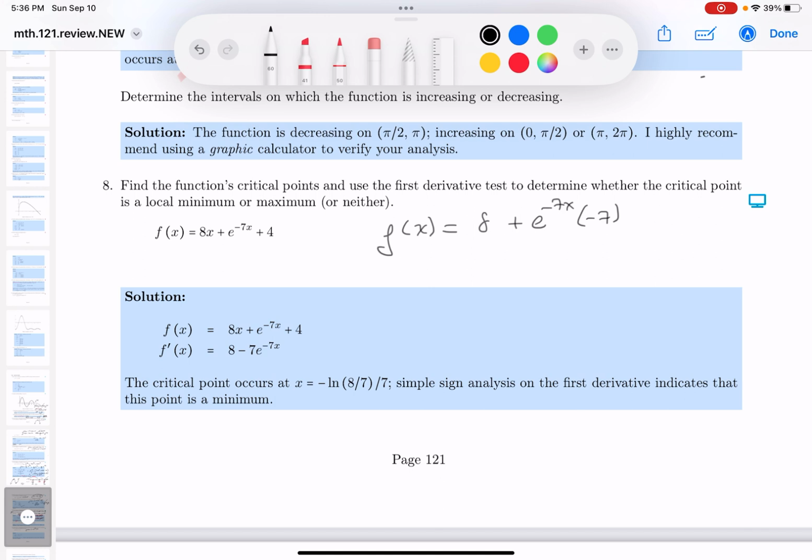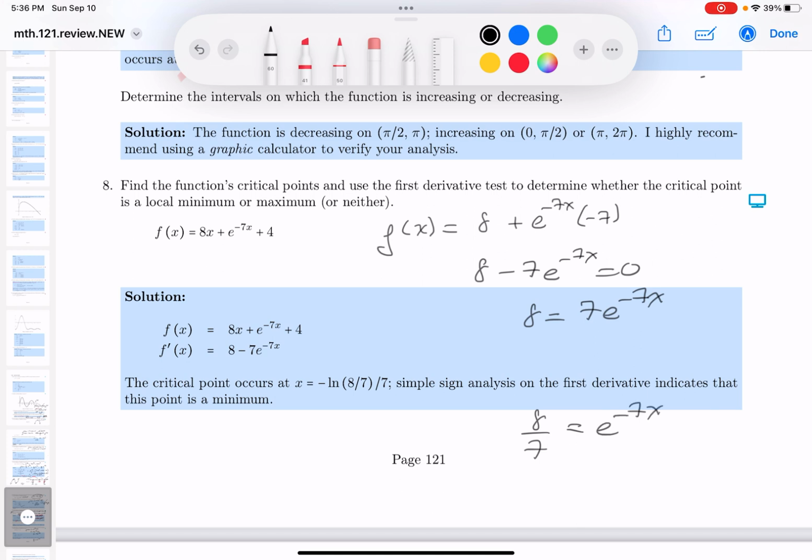What am I looking for? I'm looking for when this thing takes on a 0, which doesn't look that bad, by the way. So let's write this down. I'm going to write down 8 minus 7 e to the minus 7x equals 0. 8 equals 7 e to the minus 7x. Divide both sides by 7. You get 8 sevenths equals e to the minus 7x.